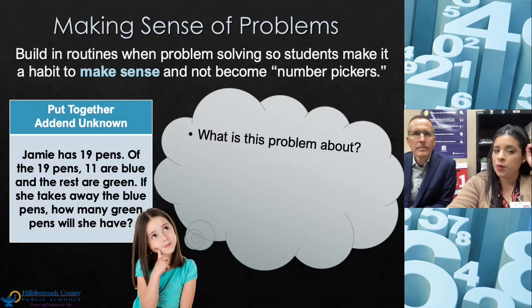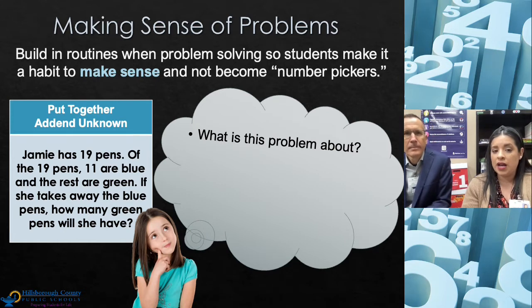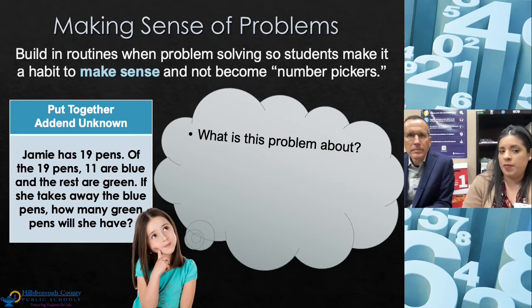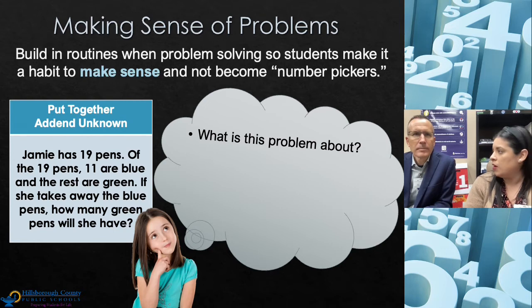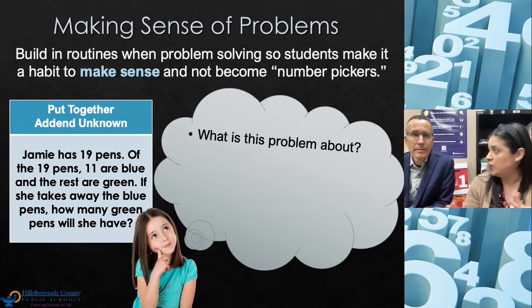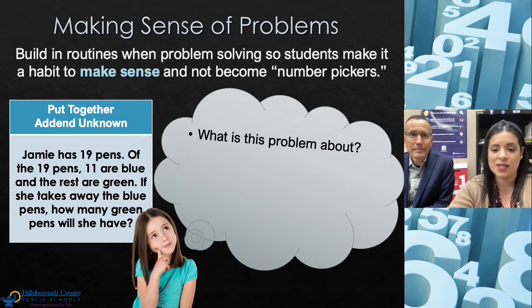So thinking about this problem, I might read it twice to you. Then I would ask some questions like, what is this problem about? What would you say this problem's about? It looks like it's about pens. Pens. That's plenty. I know that you read the problem and you have an understanding what it's about.